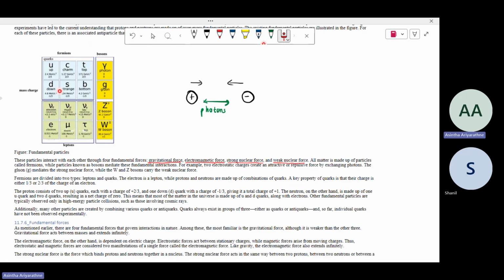So quarks we have. The most important thing is these quarks: up, down, charm, strange, top, and bottom quarks.